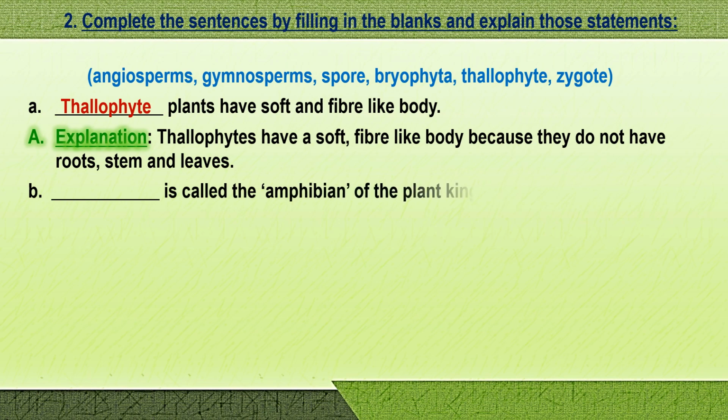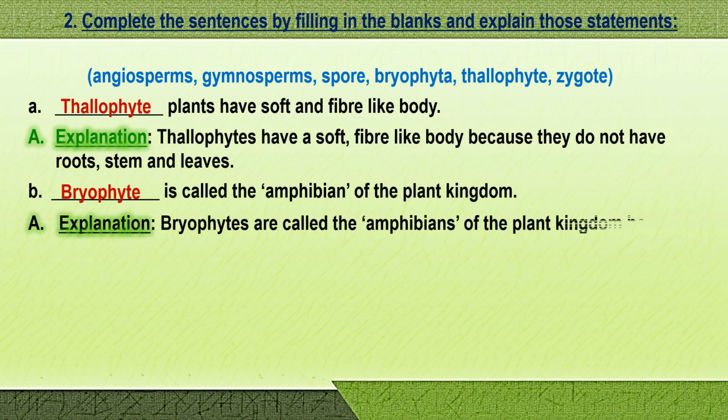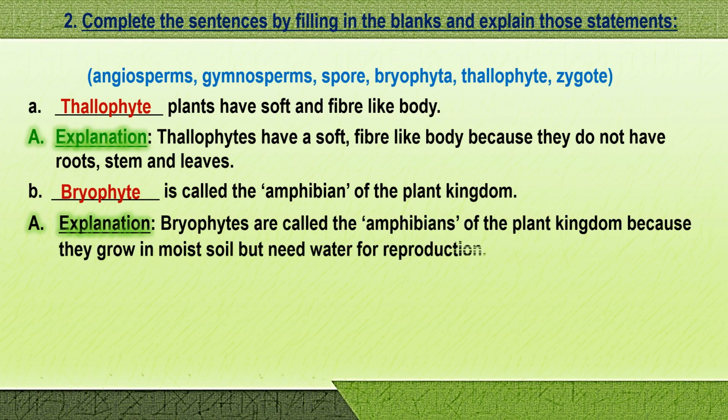Dash is called the amphibian of the plant kingdom. Answer is bryophyte. Bryophytes are called amphibians because they grow in moist soil, but they need water for reproduction.